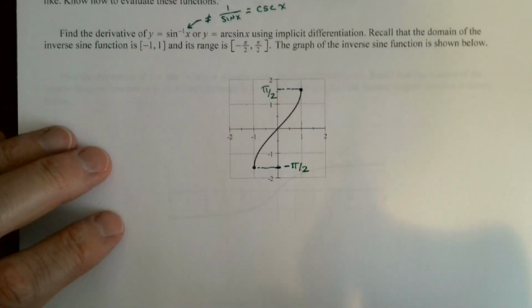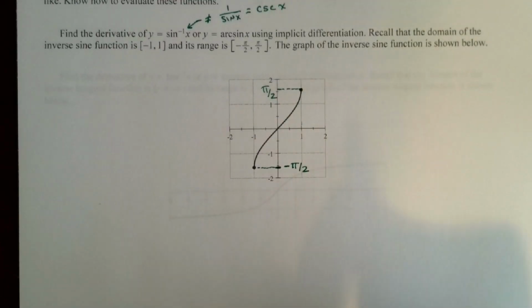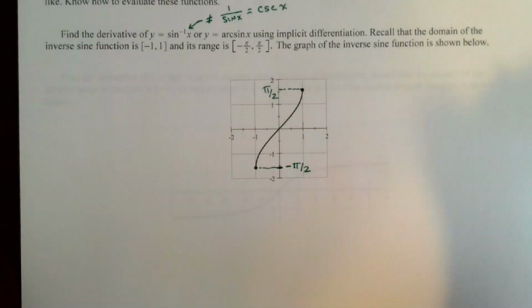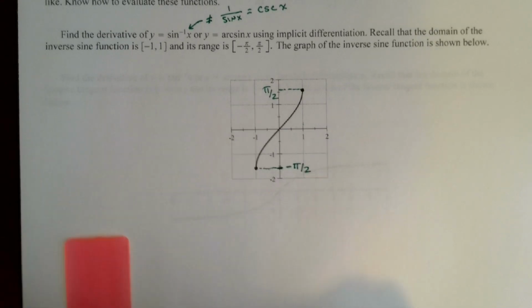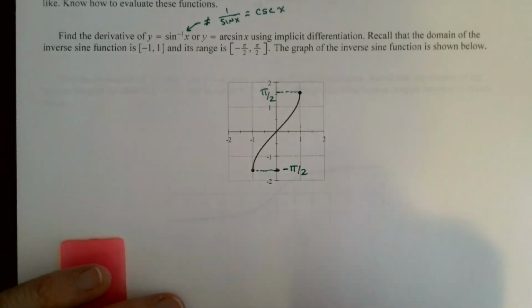This is the graph of the inverse sine function. So when we talk about it in terms of calculus, at any point, what can you tell me about the derivative of the inverse sine function? What can you observe just by looking at the graph? Remember, the derivative is the slope of the tangent line.